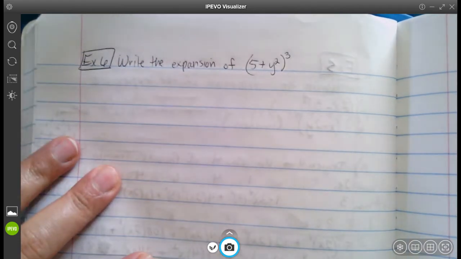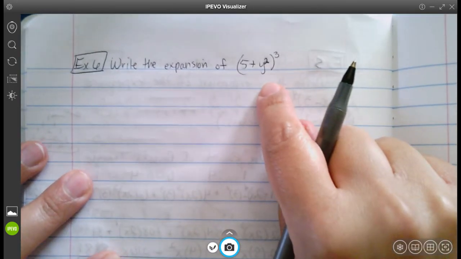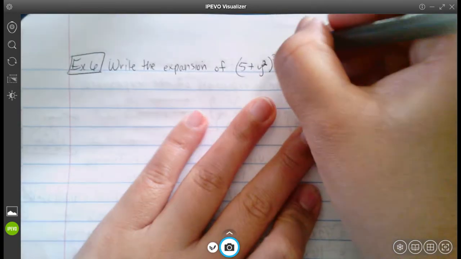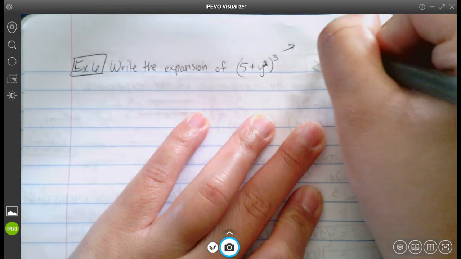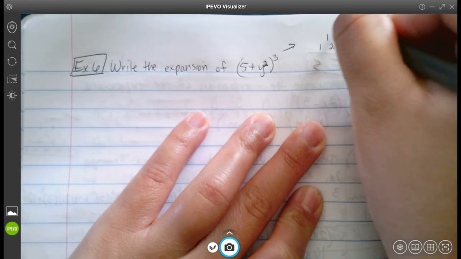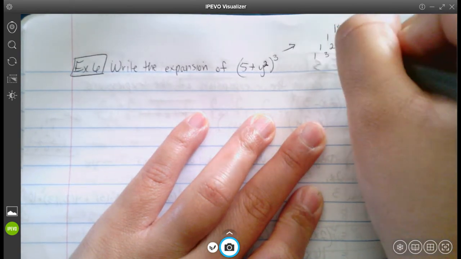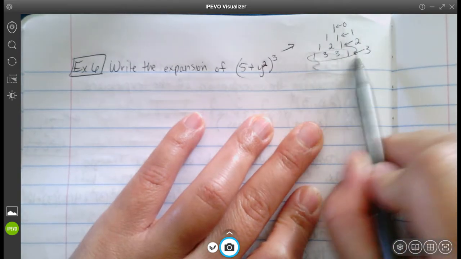This one I like because it has a power inside, which means we're going to have to keep track of that as well. Okay, so notice that this is row 3. Just real quickly: 1; 1, 1; 1, 2, 1. That's row 0, that's row 1, that's row 2. So we need one more: 1, 3, 3, 1. So row 3. So we're going to use these numbers.